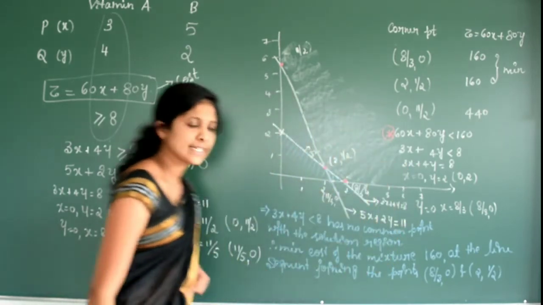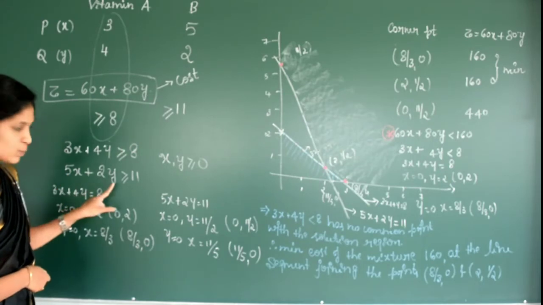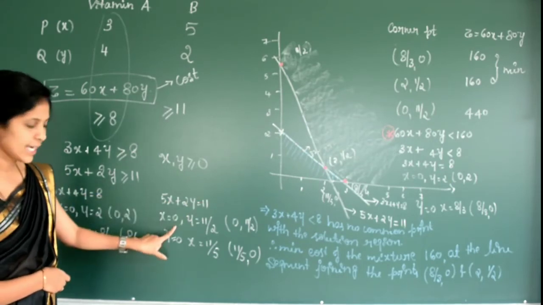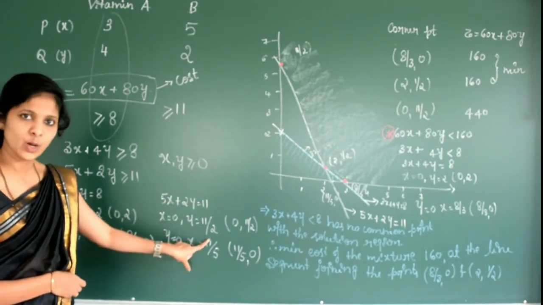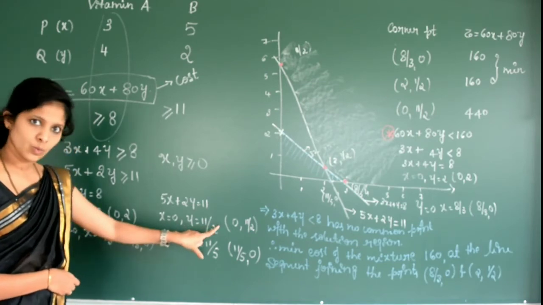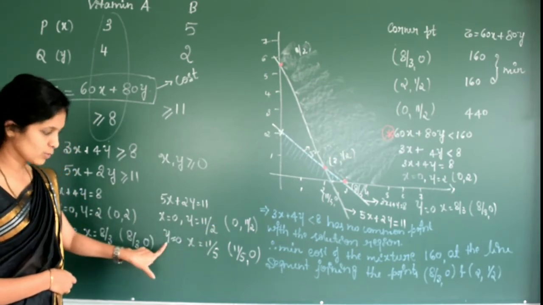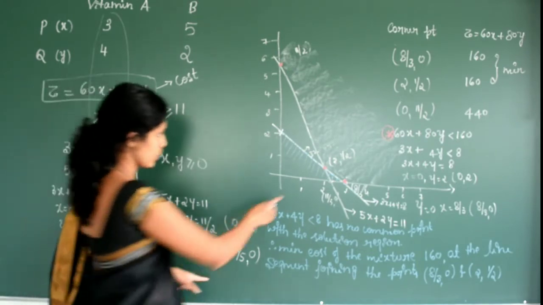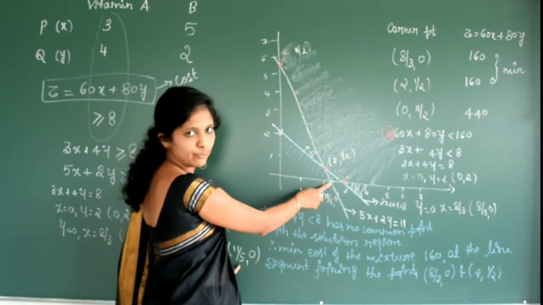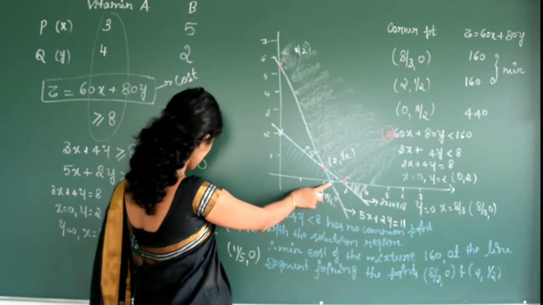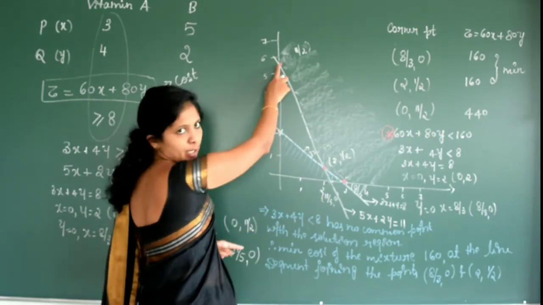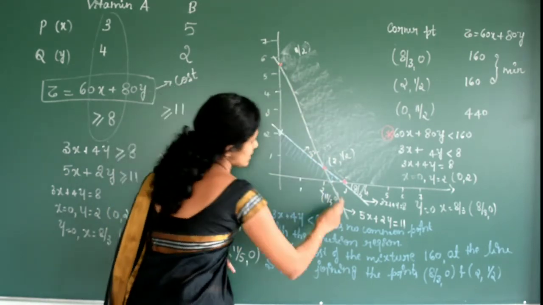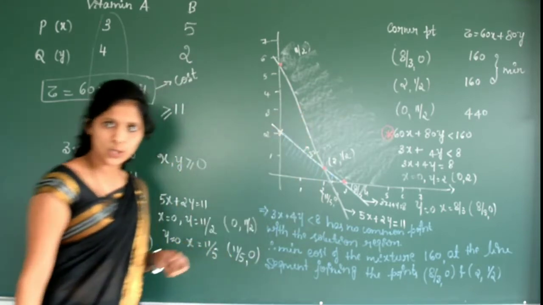Okay. The second line will be now 5x plus 2y is equal to 11. When x is 0, y is 11 by 2, I mean it is 5.5. When y is equal to 0, then x will be 11 by 5. So these are the points. The point is somewhere here, (11/5, 0), and this point is (0, 11/2), that is 5.5. If you draw this line, so these are the two lines, right?